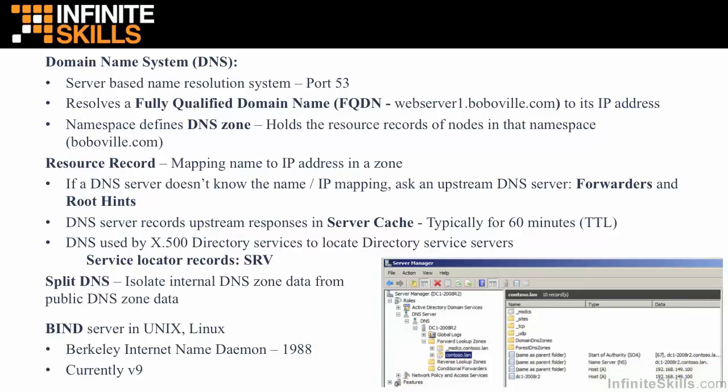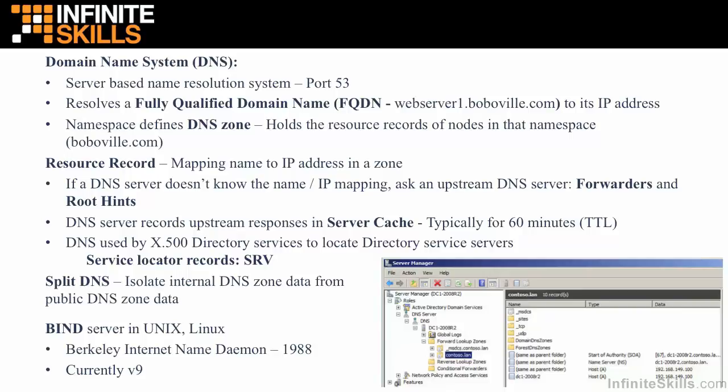When a DNS server forwards a query, either using the forwarders or the root hints, then if that server receives a response, it will cache that response, typically for 60 minutes. This is referred to as the time to live, TTL. It'll typically cache that response for 60 minutes so that it memorizes that name to IP address mapping just in case somebody else requests that same information. And then it feeds that mapping back down to the client who requested it. Now, the client will also cache that information for the remainder of that TTL.